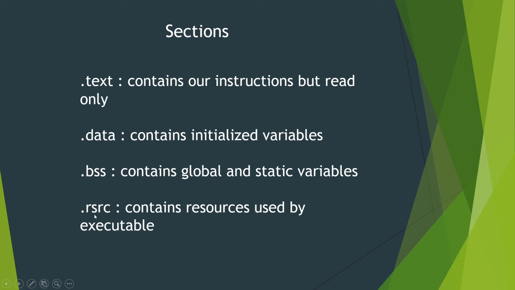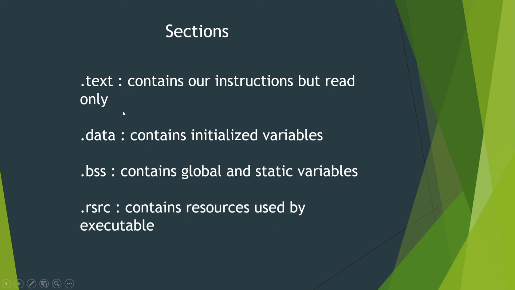Now the next section is .rsrc, which stands for resource section, and it contains the resources used by the executable. So if any executable is using an icon or an image or a file, that actual resource's path is stored in the resource section, so that the executable can fetch that path and use that resource.